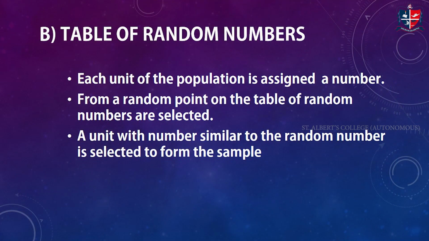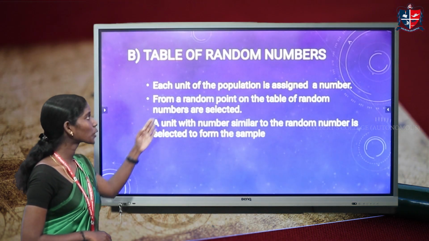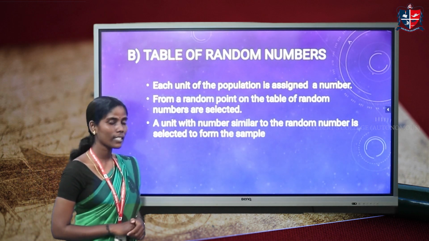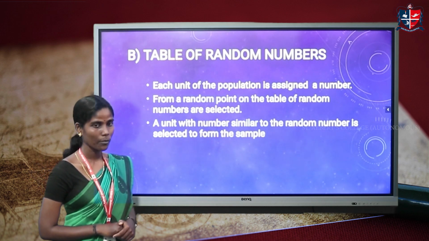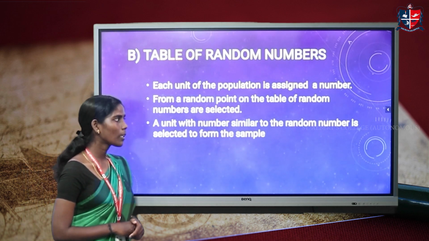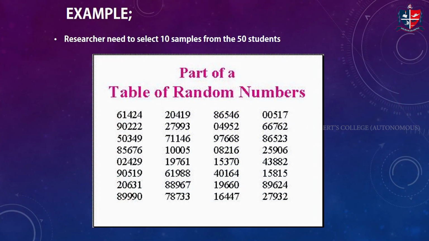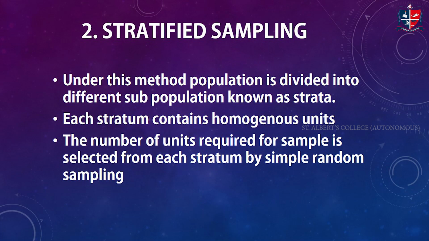Second one, table of random numbers. Here, each unit of the population is assigned a number, and from a random point on the table, random numbers are selected. A unit with a number similar to the random number is selected to form the sample. Here is an example of a table of random numbers. The researcher allots some number to the units of the population, and randomly we are selecting some numbers from this table. The unit which is similar to that number is taken as the sample. That's all.